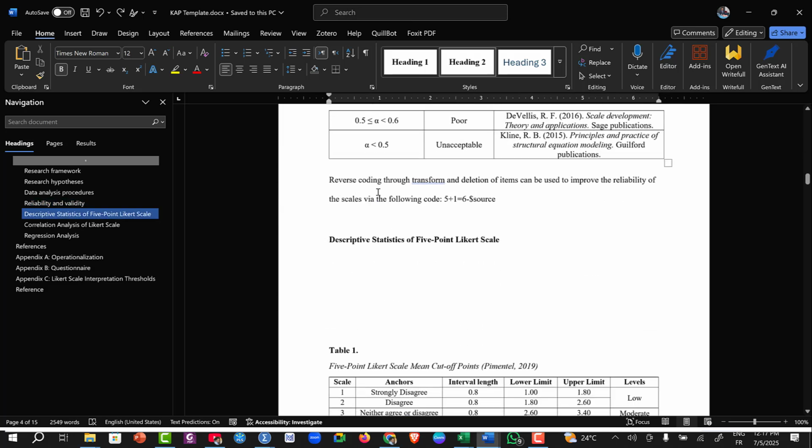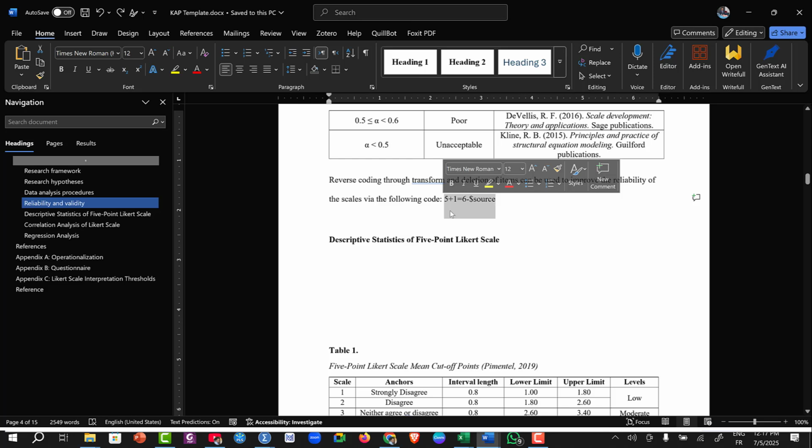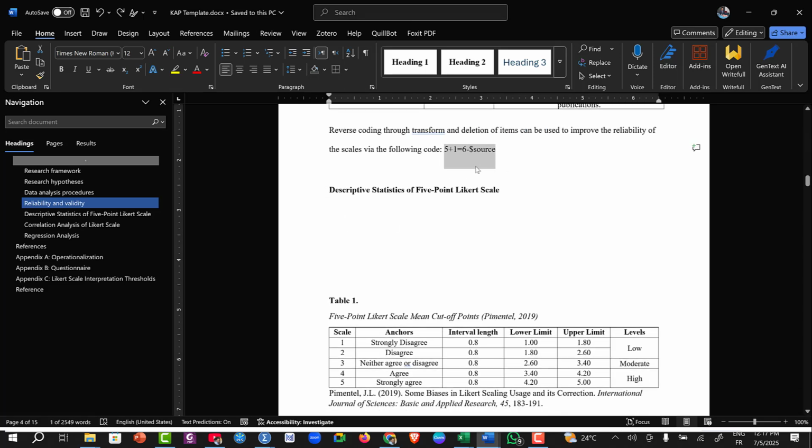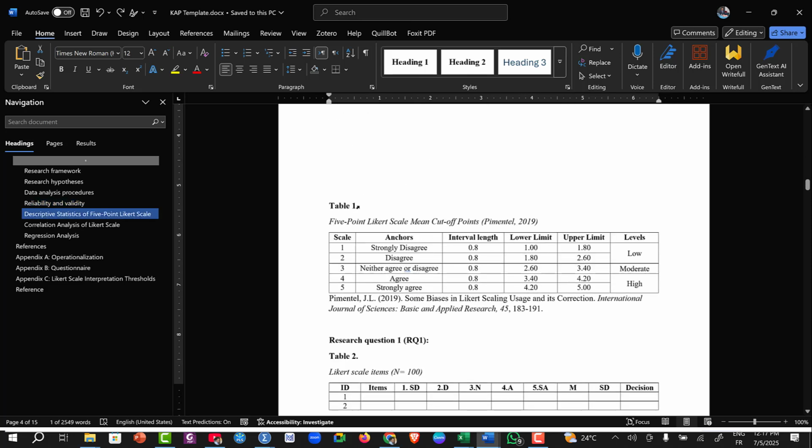If it's not good, sometimes reverse coding procedures can be implemented to delete or reverse code the negatively worded items. This can also be used to improve the factorial validity of the scales. And if you are on Excel, there is a formula that can be used to reverse code a 5-point Likert scale. Otherwise, there is another procedure that can be implemented for the descriptive statistics.